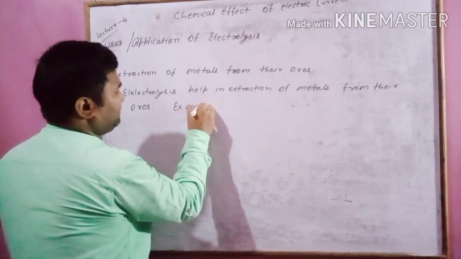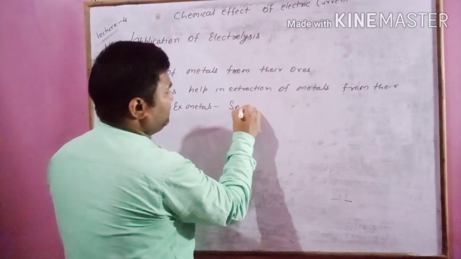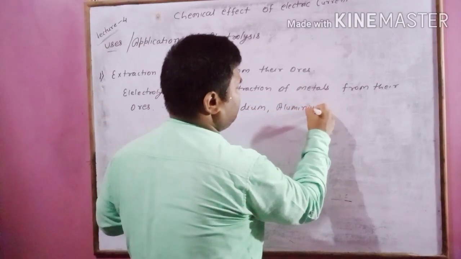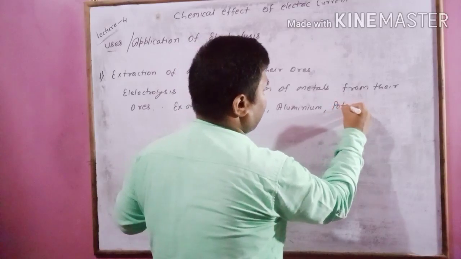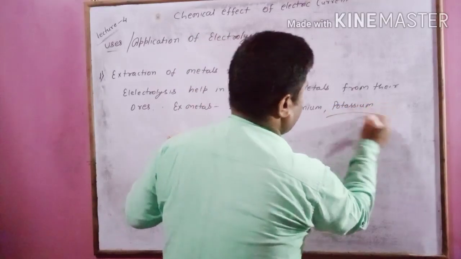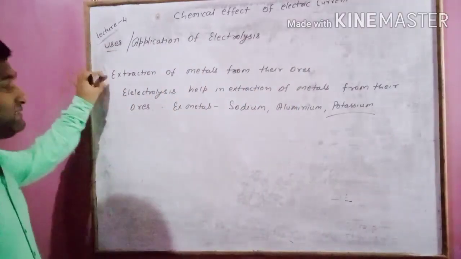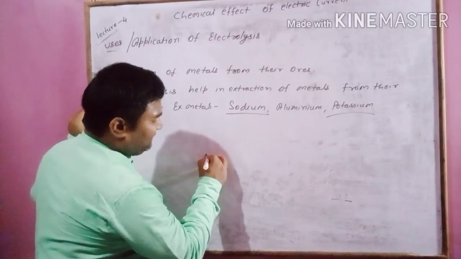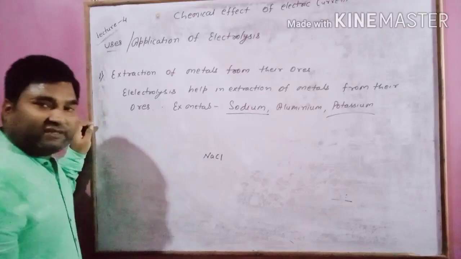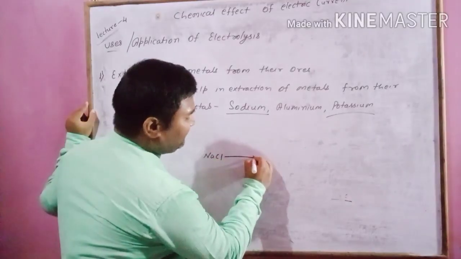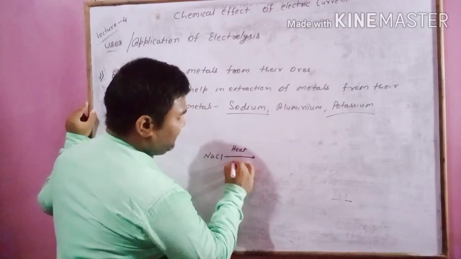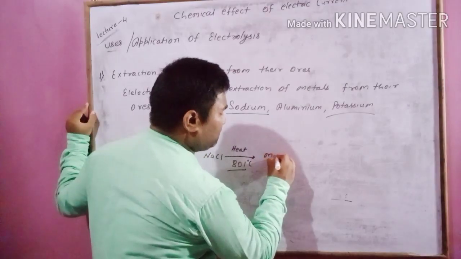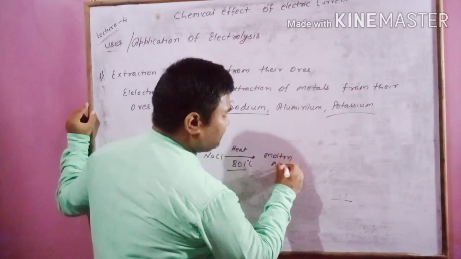Examples of metals are sodium, aluminium and potassium. Okay, to make you understand this, I will give one example of sodium. You know NaCl. This is common salt. If you heat this at 801 degrees Celsius, it will change into molten NaCl.